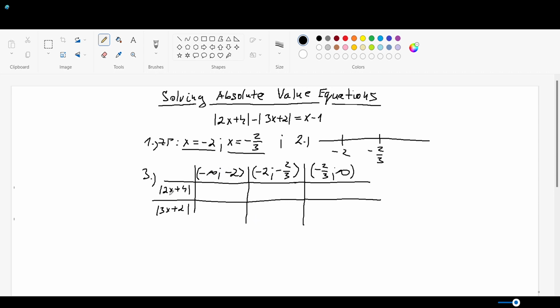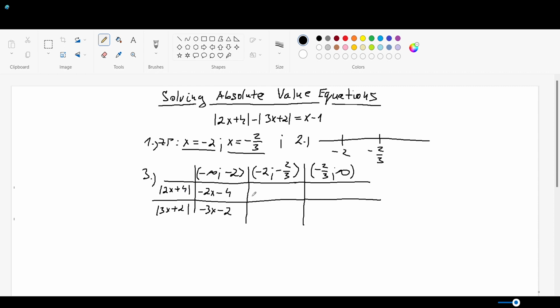Okay, so let's take a big number. Negative 10 is a good choice. Negative 20 plus 4 is definitely a negative number, so negative 2x minus 4. Negative 30 plus 2 is definitely a negative number, so it's going to be negative 3x minus 2. In the middle interval there is only one reasonable number which we can take, and it is negative 1.